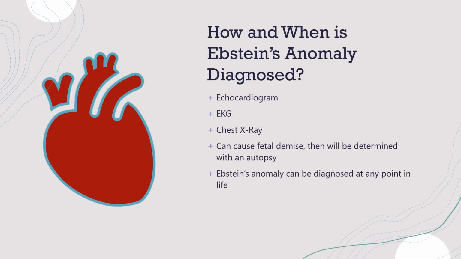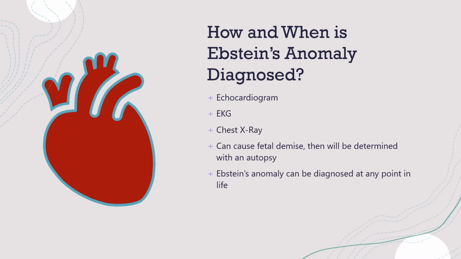How and when is Ebstein's Anomaly diagnosed? It's diagnosed by using echoes, EKGs, chest x-ray, or even an autopsy. The echoes are going to show the ejection fraction and backflow of blood into that right atrium, and it's also going to help them visualize that tricuspid valve.